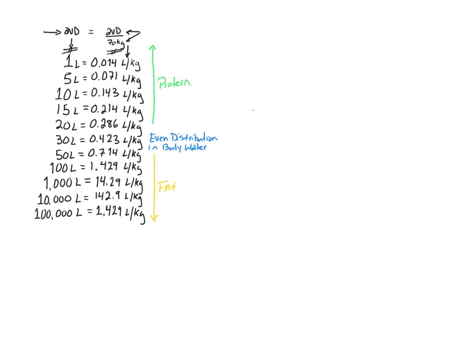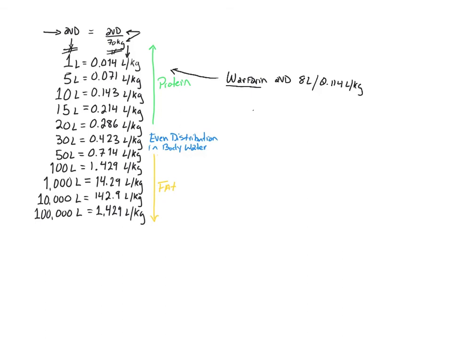So the drug warfarin, or Coumadin, has an apparent volume of distribution of 8 liters, and that is equivalent to 0.114 liters per kilogram approximately. So that is going to be right up in here, which means warfarin experiences fairly substantial protein binding.